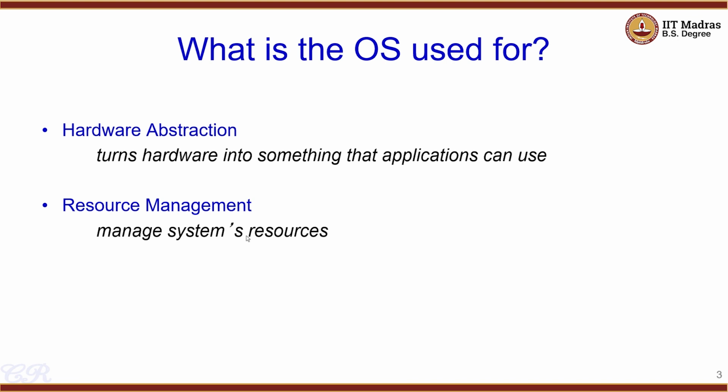The second use of the OS is resource management, and this is related to the fact that the amount of resources, especially the hardware resources present in the system, is limited, and there are multiple different applications executing on your system. The operating system should ensure that these limited resources are effectively utilized among the different applications executing on the system.